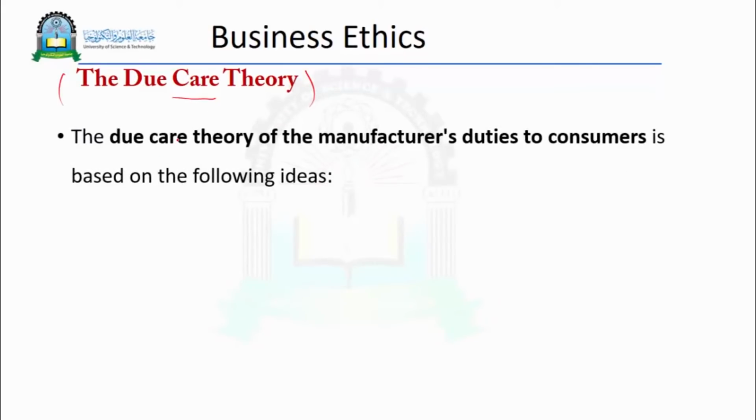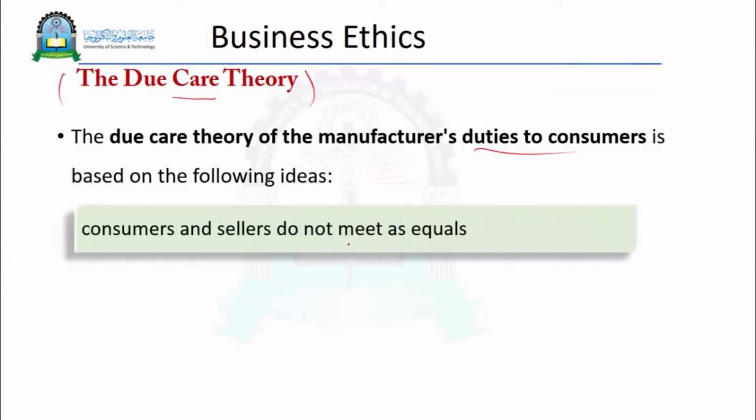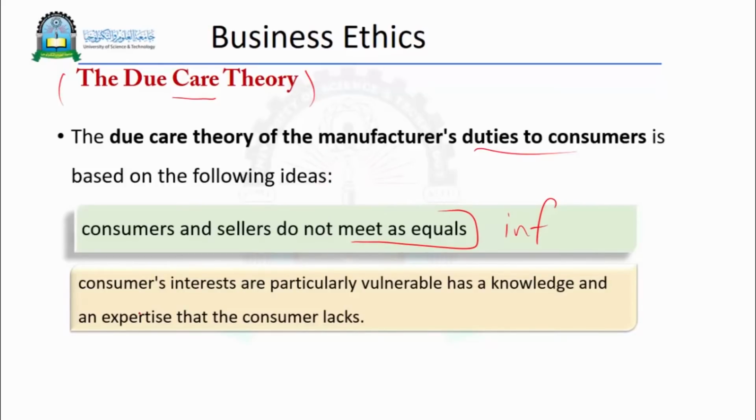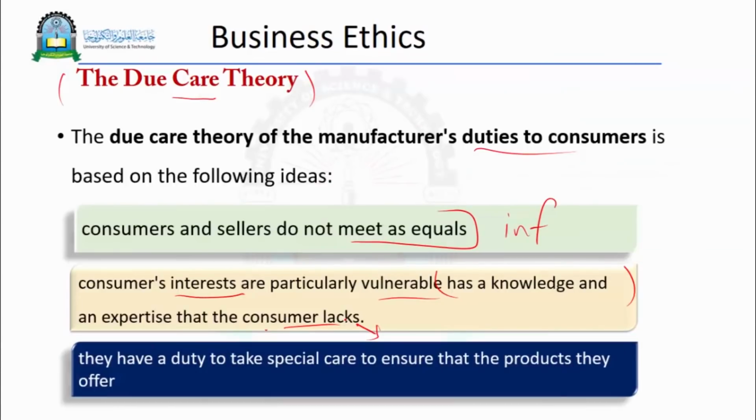So the due care theory of the manufacturer's duties to consumers is based on the following ideas. First, consumers and sellers do not meet as equals in terms of information. That is, consumers' interests are particularly vulnerable, as manufacturers have a knowledge and an expertise that the consumer lacks. Because those manufacturers have better knowledge and expertise about their products than customers have, it becomes a duty for these companies to explain the nature of their products. So they have a duty to take special care to ensure that the products they offer are actually safe.